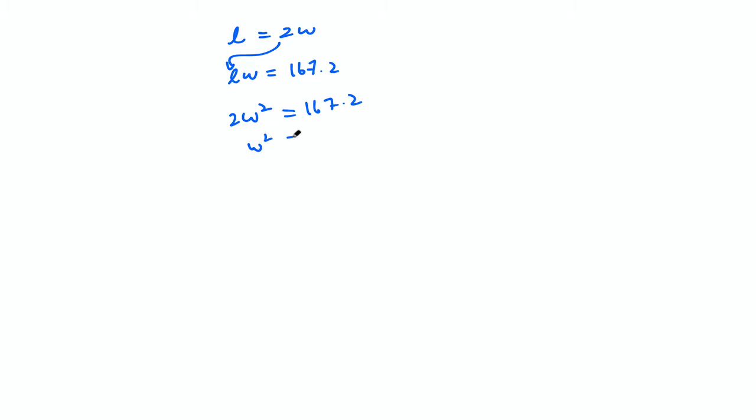So if I divide both sides by 2, you end up getting 83.6. And if you square root both sides, you get plus or minus approximately 9.14. Obviously, you can't take the negative width, so you have to take the positive width of 9.14, or let's just round it to 9.1. Then the length is equal to 2 times 9.1, which is 18.2.